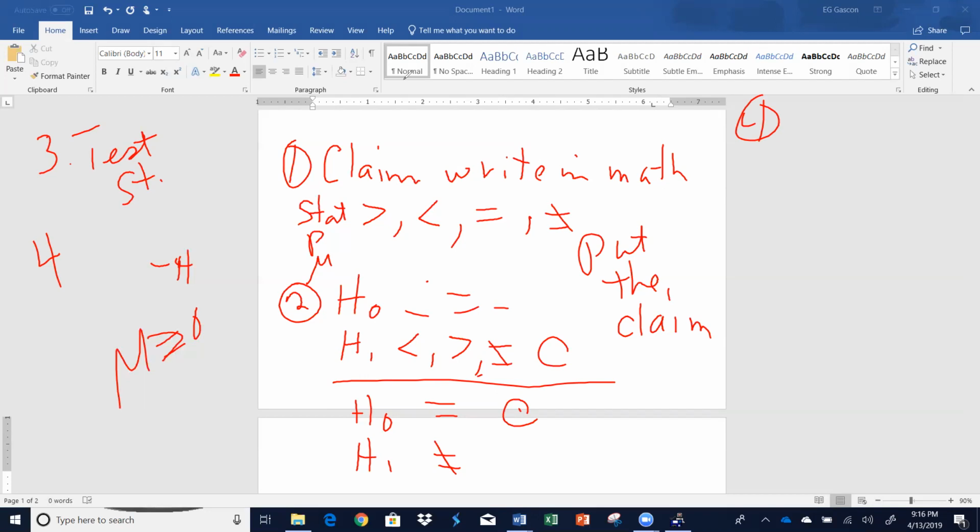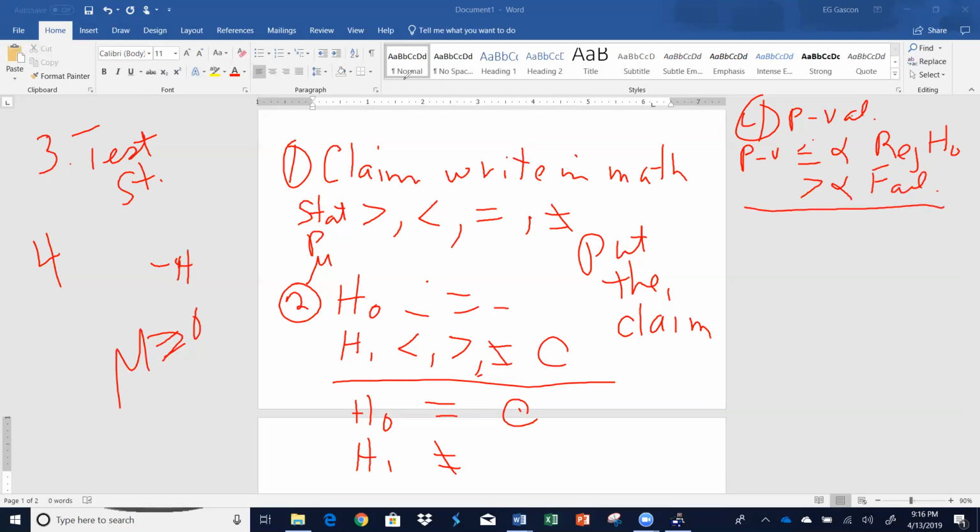Now, there are 2 ways to do it. You can do it with the p-value method, and that is that if the p-value is less than or equal to alpha, reject H0. That's whatever H0 is, whatever the equality is. If it is greater than alpha, fail to reject.